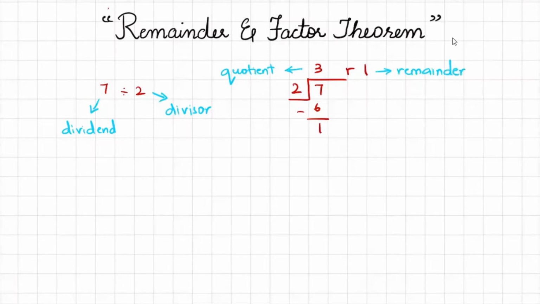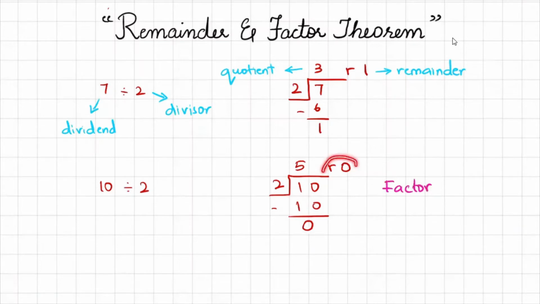Okay, what about this situation here? 10 divided by 2. Let's divide it using the same method. 10 divided by 2. 2 times 5 is 10, and when I subtract it, I get 0. So the remainder is 0. Now in this case, I can say that 2 is a factor of 10 because the remainder is 0. So whenever your remainder is 0, that means it is a factor of that number. I'm highlighting the things that we will be using a lot: remainder and factor.